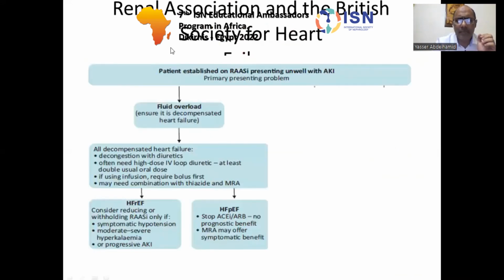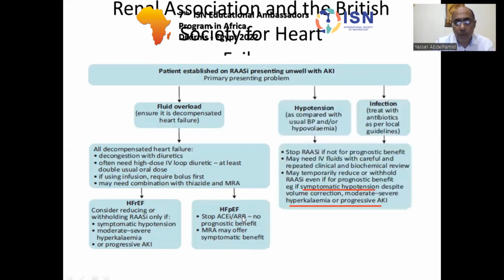This is a simple algorithm for RAS inhibitors with acute kidney injury. If the patient is volume overloaded, then all decompensated heart failure should receive diuretics first, decongestion with diuretics with high dose or infusion. In case of heart failure with reduced ejection fraction, consider reducing or withholding RAS inhibitors only if symptomatic hypotension or severe hypokalemia or progressive acute kidney injury. With preserved ejection fraction, you can stop RAS inhibitors as there is no prognostic benefit.